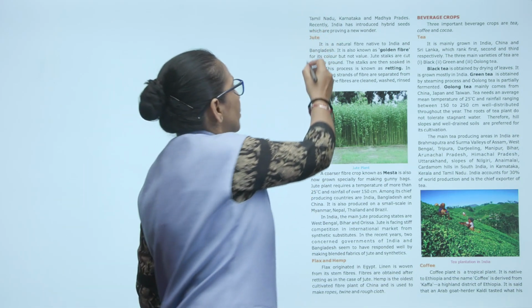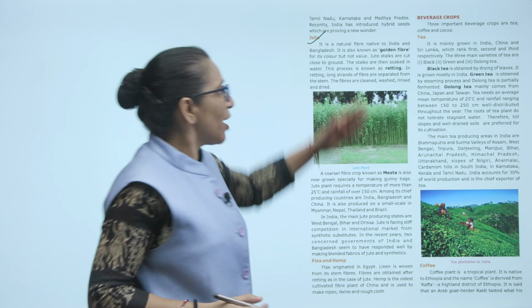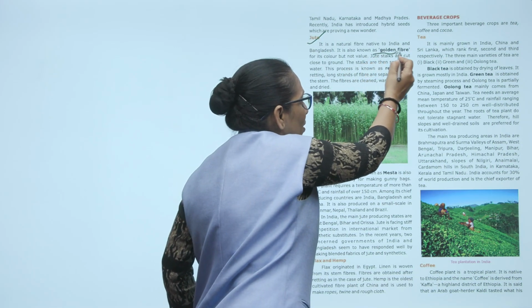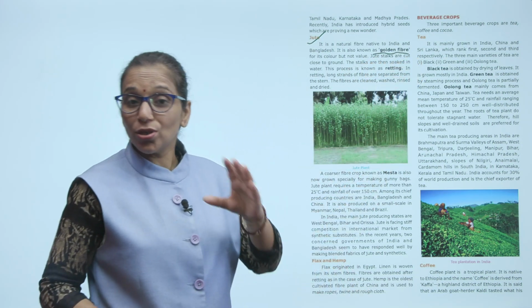Now moving to jute. It's also a natural fiber native to India and Bangladesh. It is also known as golden fiber. That you have to remember. This question came in MCQ also. What is the golden fiber? That is jute, for its color but not its value.